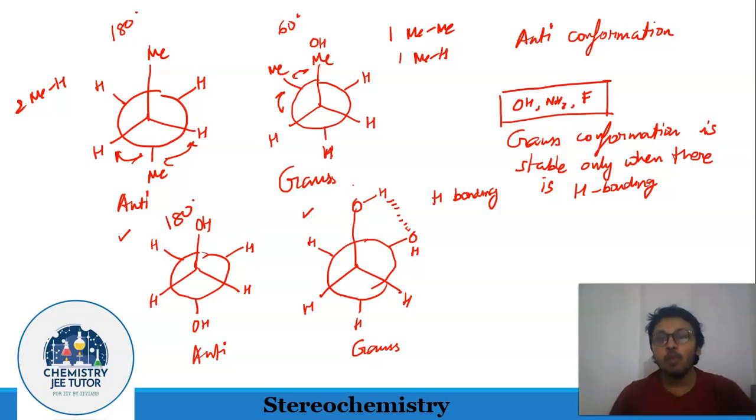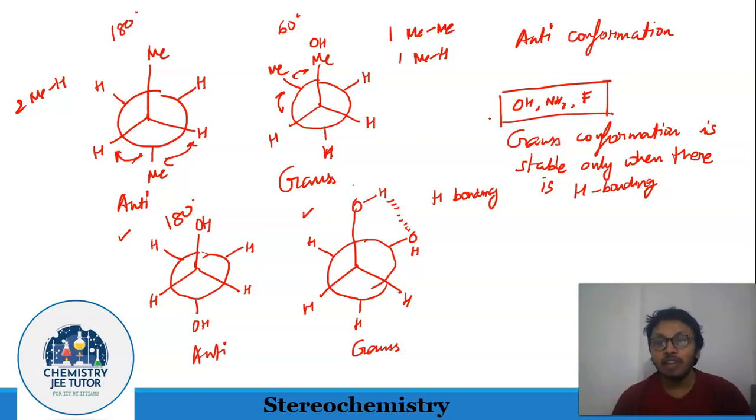And whenever you have a Newman projection having two of these groups, like two of the substituents are these groups, then only we will have a Gauche conformation. If one of the substituents is one of these groups, suppose one substituent is OH and another substituent is CH3, as I explained here, then hydrogen bonding will not be possible. In such cases, the anti-conformation will be more stable. Why? Because of steric hindrance, because steric hindrance will be less in the anti-configuration.